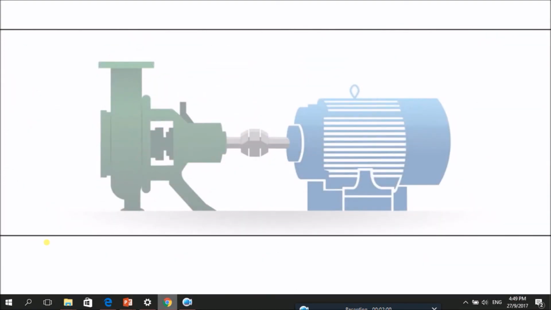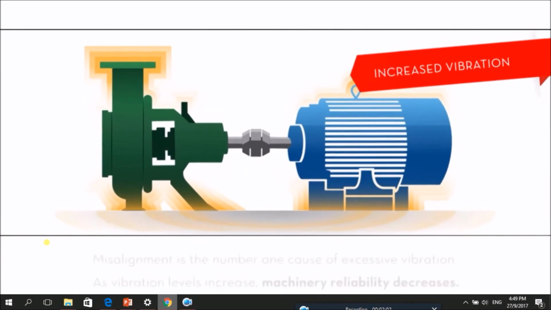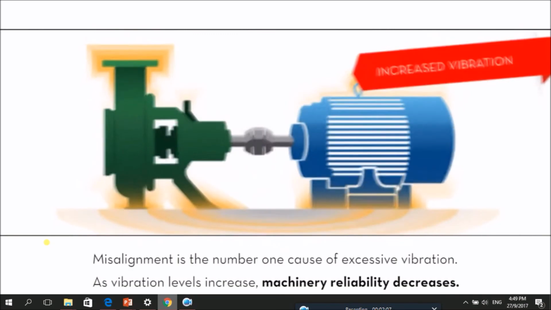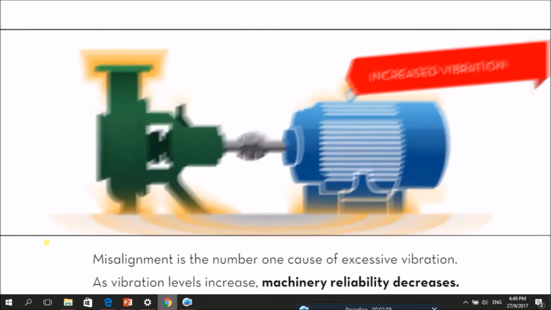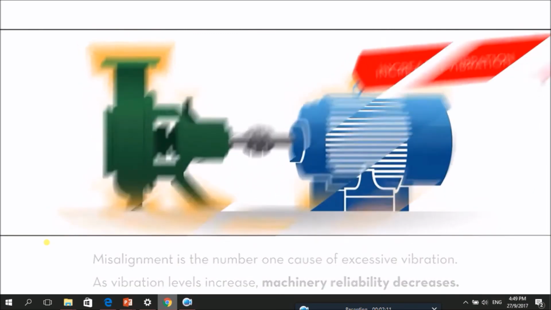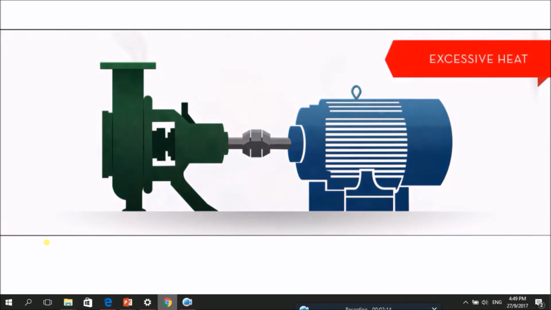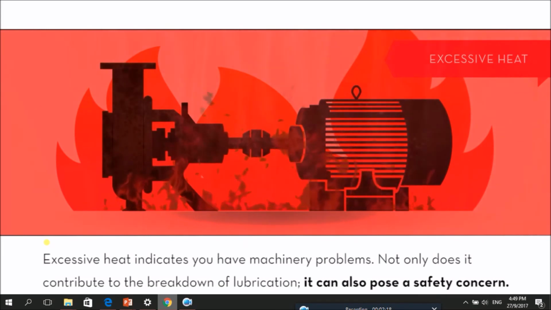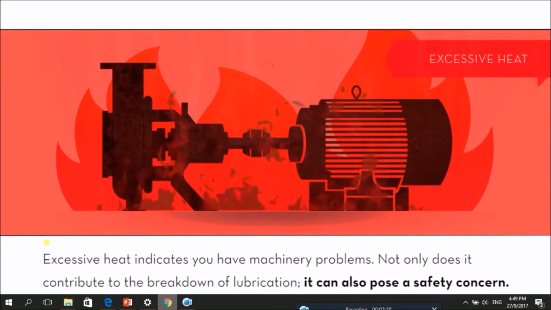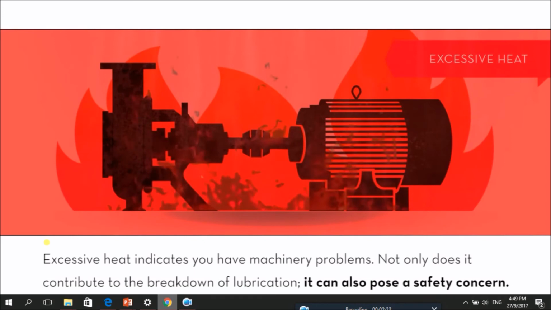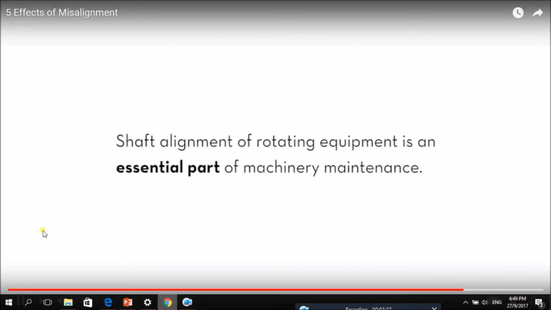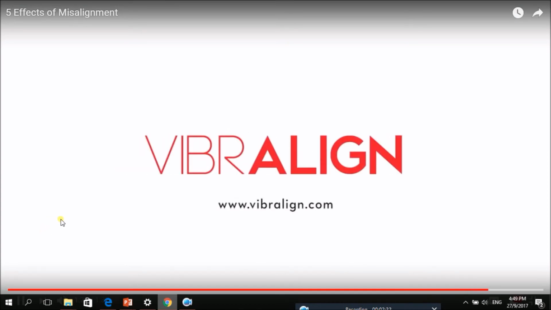Number 4. Increased vibration. Misalignment is the #1 cause of excessive vibration. As vibration levels increase, machinery reliability decreases. And number 5, excessive heat. Excessive heat indicates you have machinery problems. Not only does it contribute to the breakdown of lubrication, it can also pose a safety concern. Shaft alignment of rotating equipment is an essential part of machinery maintenance. Visit vibraline.com to learn more.